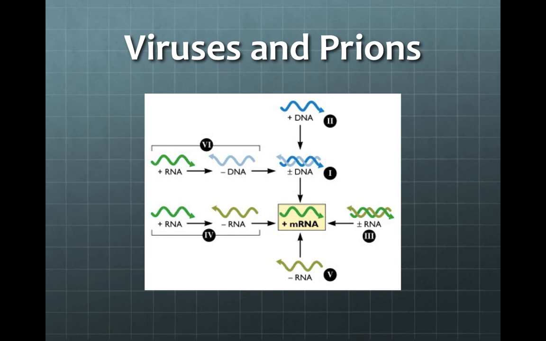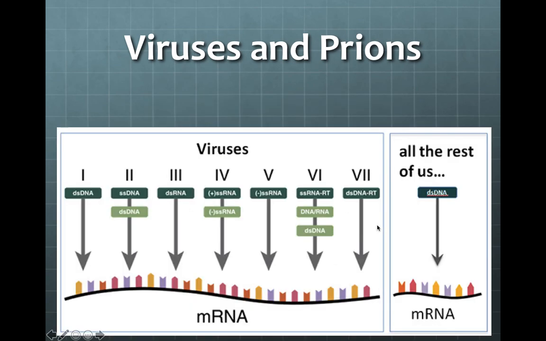So here are some examples. Class 1 is double-stranded DNA. Class 2 is single-stranded DNA. This one right here takes RNA and DNA. This is reverse transcriptase. So it was RNA, becomes DNA. And then this one is double-stranded RNA. So again, know that there are some RNA, some DNA, some double-stranded, some single-stranded.